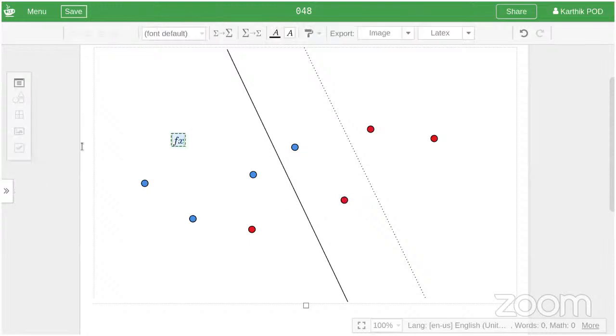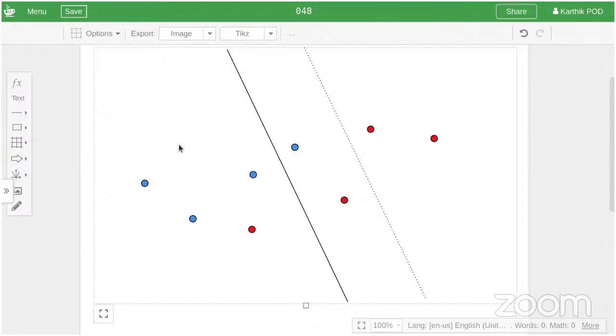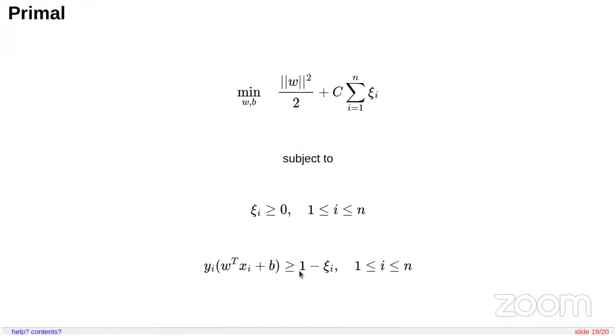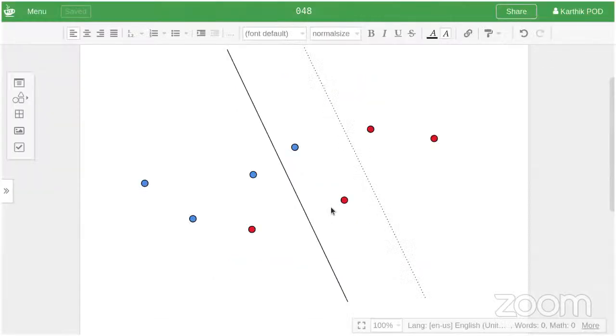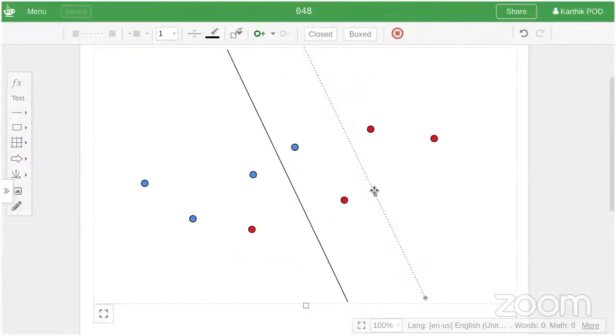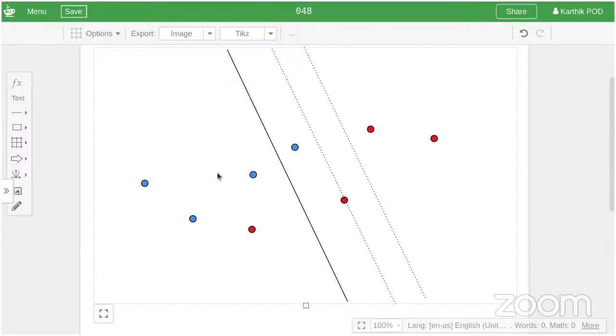Earlier, what was it? It was, this should be greater than or equal to 1, right? Now what I'm saying is I'm giving some slack. I'm saying that it's okay, you don't need to be greater than or equal to 1. It's enough if you're greater than or equal to 1 minus the error. Let me know if this is clearer.